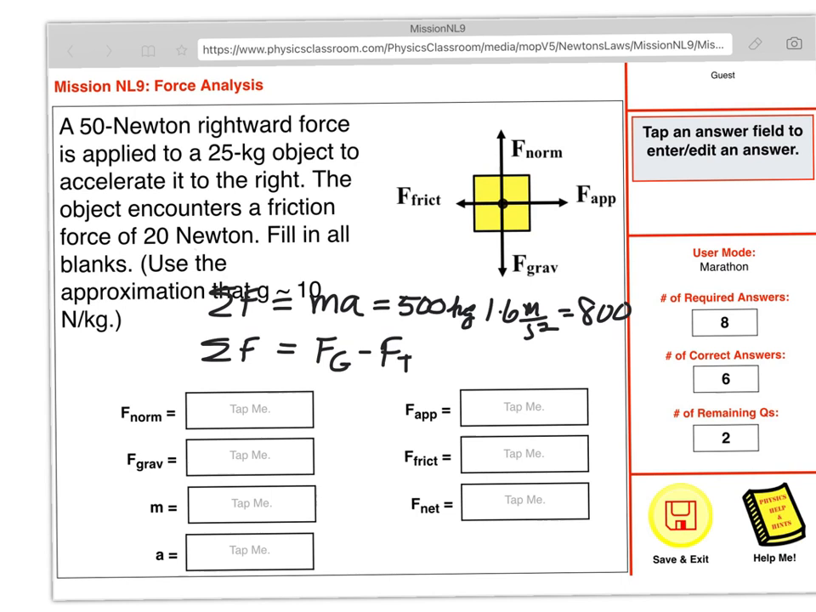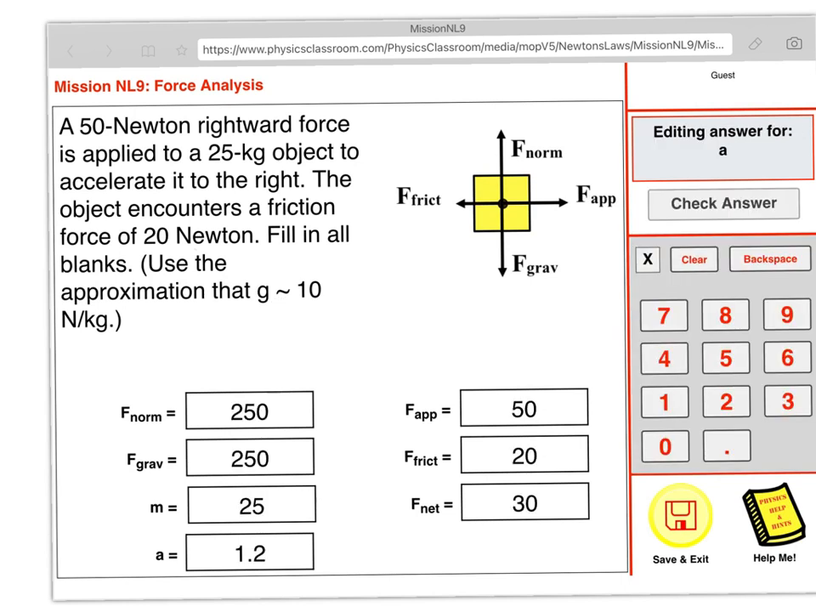Okay. So we're given most of the numbers. The applied force is 50, the friction force is 20. That means the net force is going to be 30, and 25 kilograms gives you a gravity force of 250, and the normal force has to be equal and opposite. The mass is given, and from that we calculate the acceleration, which is the net force divided by the mass. I didn't write that out.